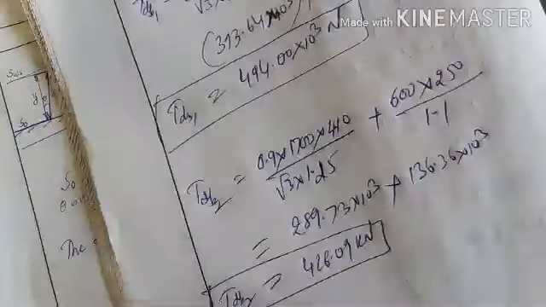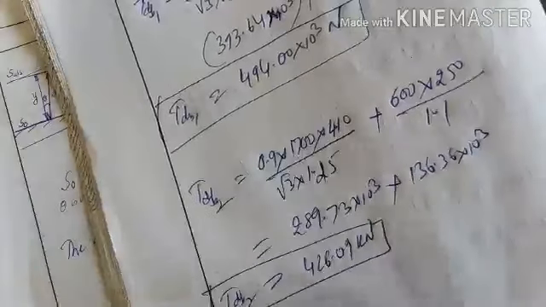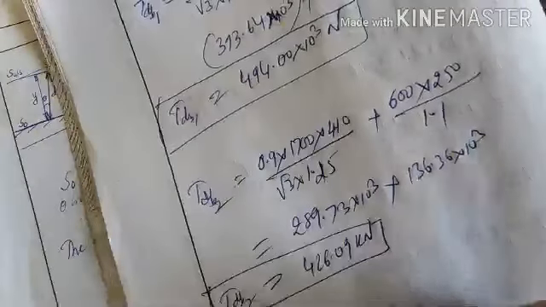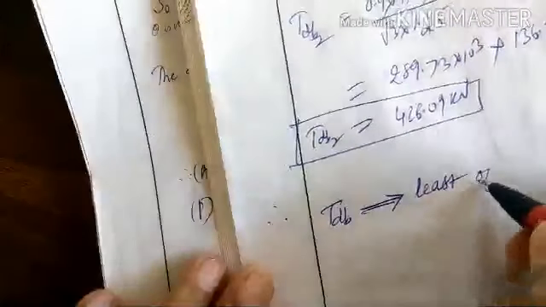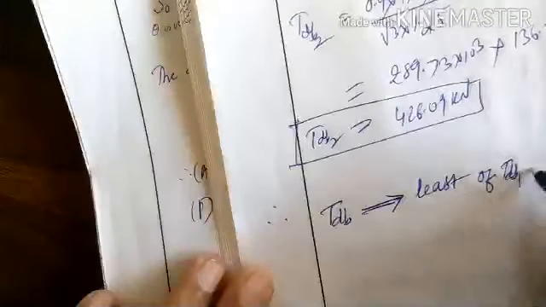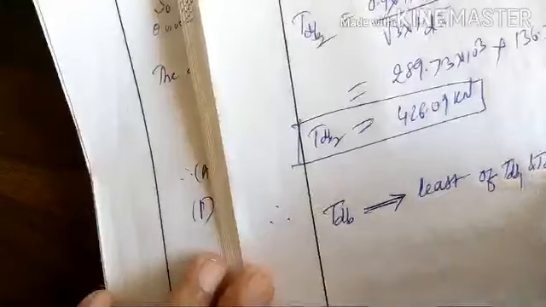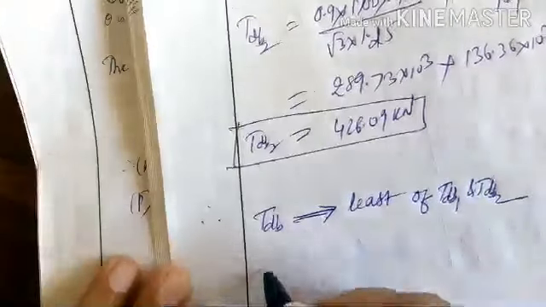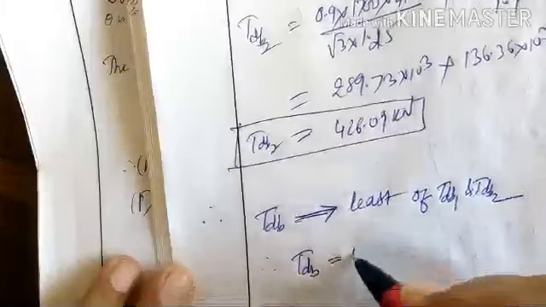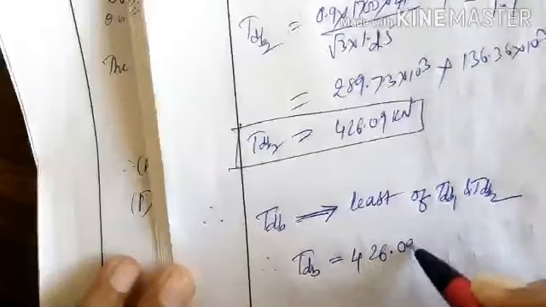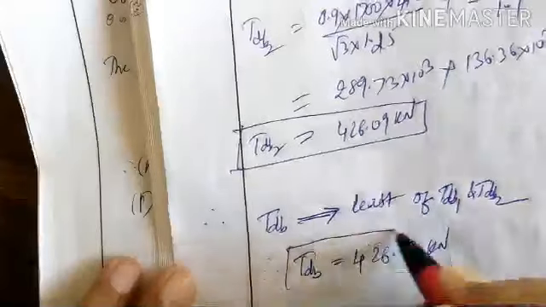Therefore, TDB will be the least of TDB1 and TDB2. Therefore, the block shear strength will be 426.09 kilonewton.